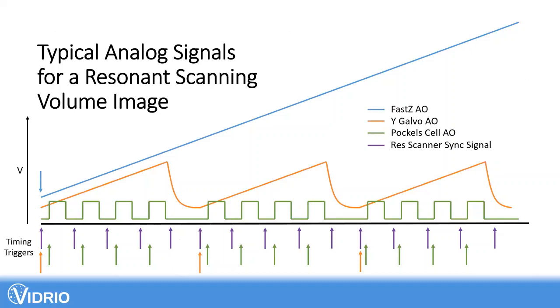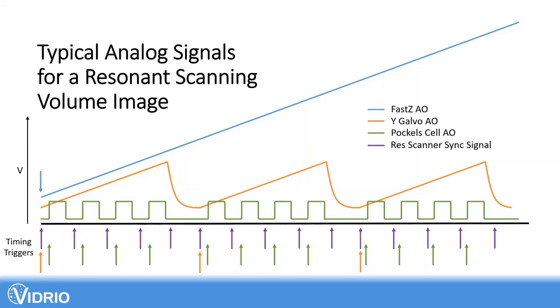Just to give you a feeling of what that means at the software level, a typical analog signal profile for a resonant scanning volume image might look something like this. In the blue line, a fast Z piezo, where a trigger starts a linear voltage increase that sends the piezo in the Z direction. Then a Y galvo, scanning in the Y direction and then flying back, with triggers to start each of those scanning motions. And then a Pockels cell that turns the laser beam power on and off at the edges of a linear scan.